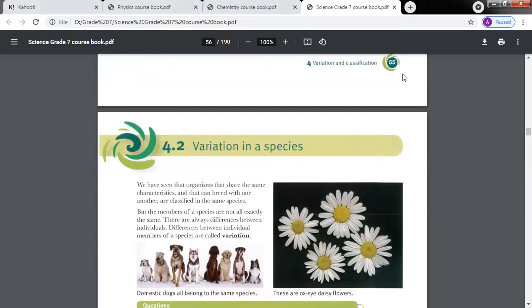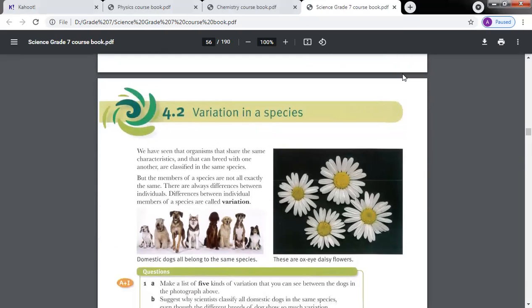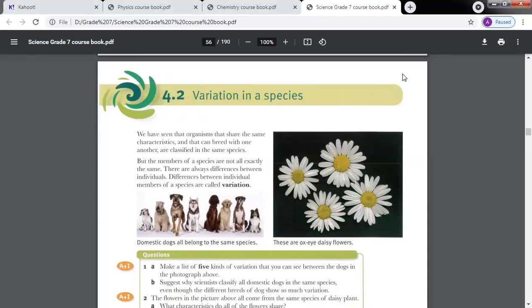Good morning. Now today we start our topic 4.2, variation in a species. Open your book page number 56. Last topic we studied species. What is species?